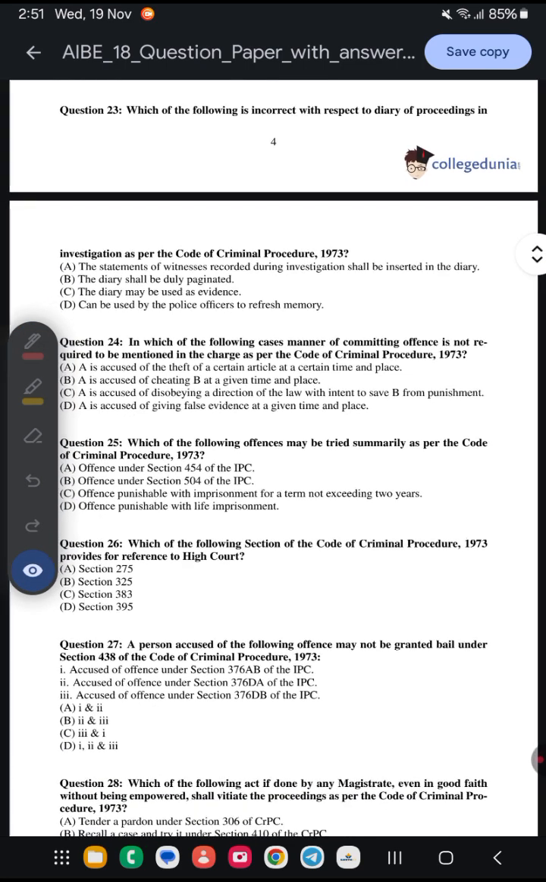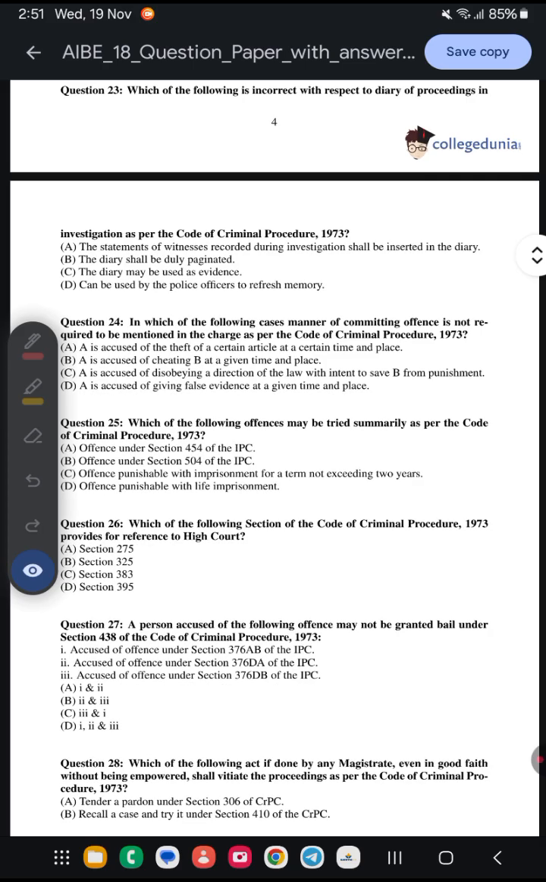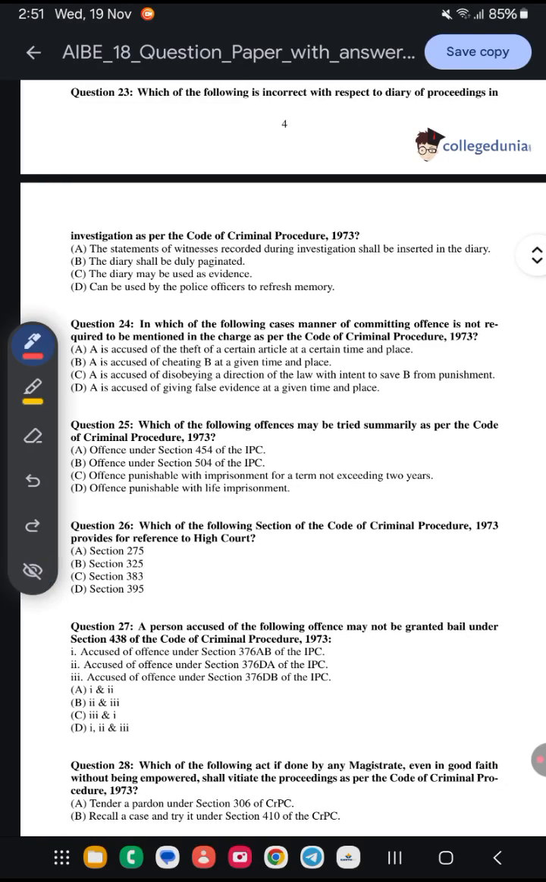Which of the following is incorrect with respect to diary of proceedings in investigation as per the CRPC? So the answer to this question is C. The diary may be used as an evidence. So why exactly this option? Because investigation diaries are not admissible as evidence. They act as a record to support the investigation. So we have to look into the questions properly. They have asked for the incorrect one. So the diary may be used as evidence, that is the incorrect option.